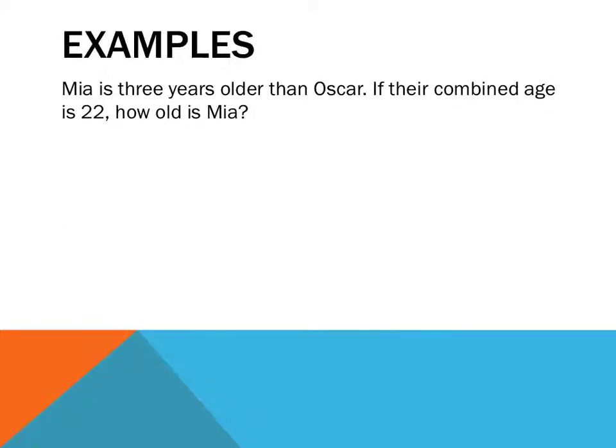Let's look at this one. Mia is 3 years older than Oscar. If their combined age is 22, how old is Mia? First off, I'm going to be writing an equation, so I'm going to do an equals sign. It says their combined age is 22. So Mia and Oscar together are 22. So my total is going to be 22 on this side.